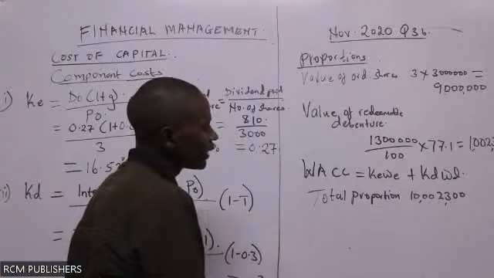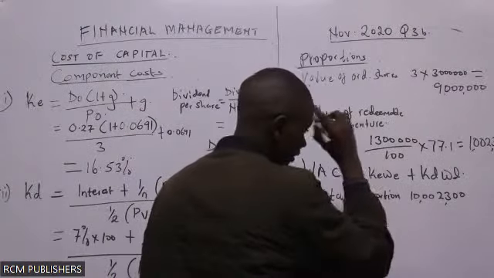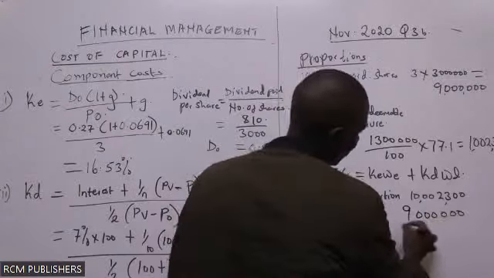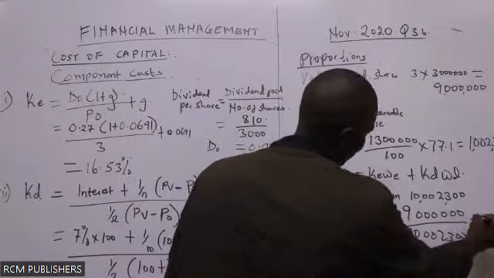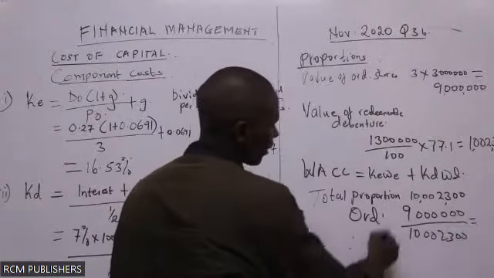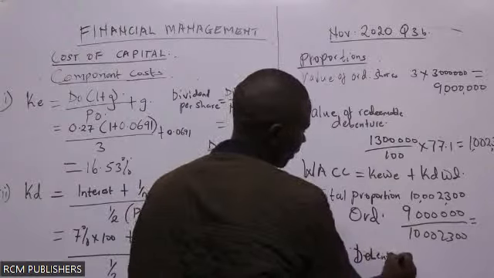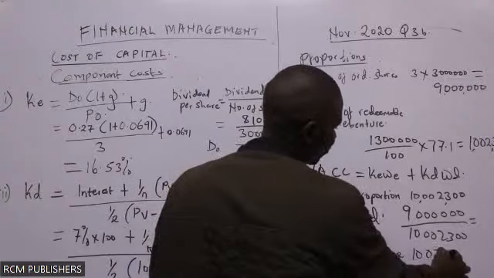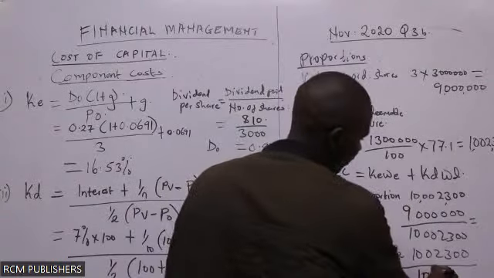So if I want to get the proportion of my ordinary share, the ordinary share will be equal to 9 million divided by this total, 10,023. And then for the debenture, you just take this 0,233,200 divided by the whole amount.